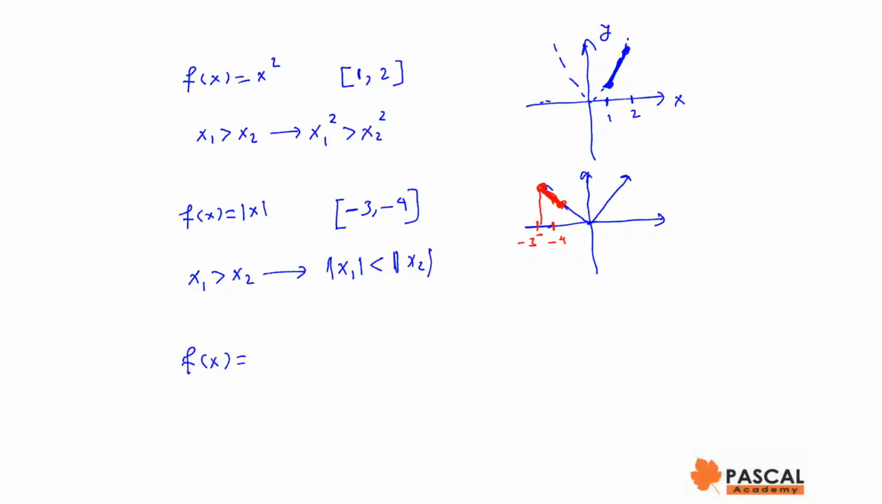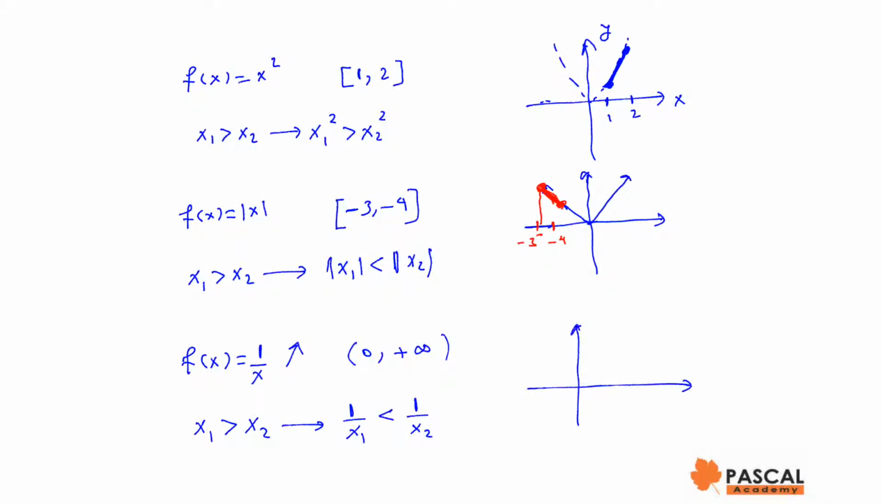f of x equals 1 over x is decreasing when x is bigger than 0. If x1 and x2 are two positive numbers and x1 is greater than x2, the reciprocal of x1 is smaller than the reciprocal of x2. And if we look at the graph of y equals 1 over x, we see the graph is decreasing, the function is decreasing.